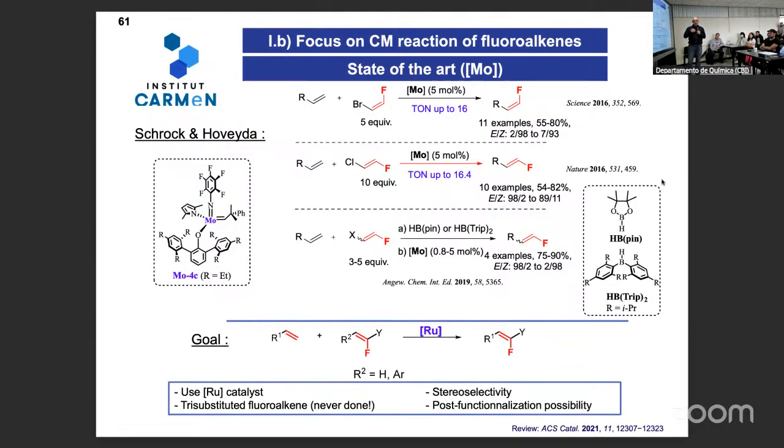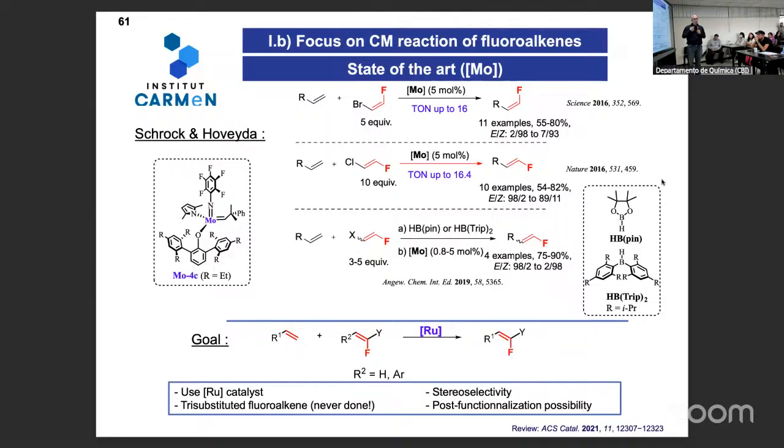Okay. So our goal was this one. Take an alkene, take a fluoroalkene. I will talk about different kinds of fluoroalkene after, and to get access to trisubstituted fluoroalkene, because if you look at what I presented, it's always di-substituted fluoroalkene.